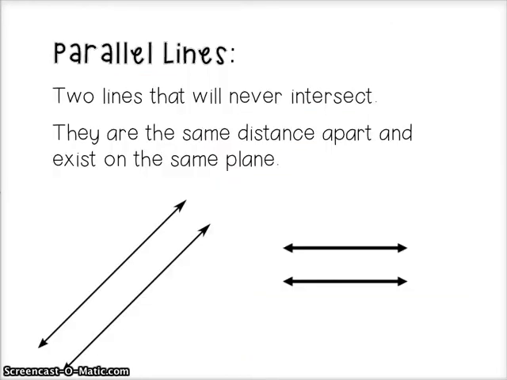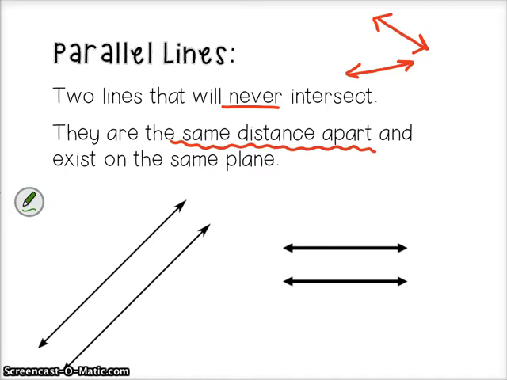So let's review. Parallel lines, remember, are two lines that will never intersect, okay? Not lines that aren't intersecting right now. Remember, if lines are like this and like this, those two lines are still going to intersect at some point. Instead, parallel lines are lines that will never intersect. They are the same distance apart. That's how you know they will never intersect.